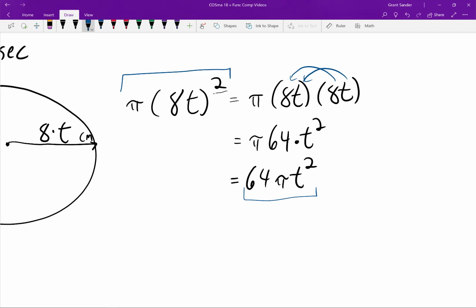Therefore, we can say that t seconds after the rock hits the water, the area of the circular ripple is 64 times pi times t squared square centimeters.